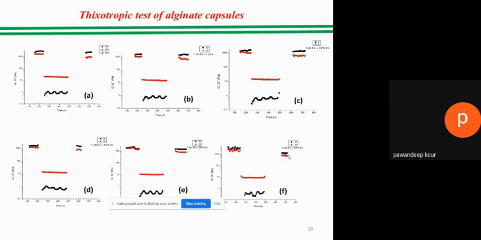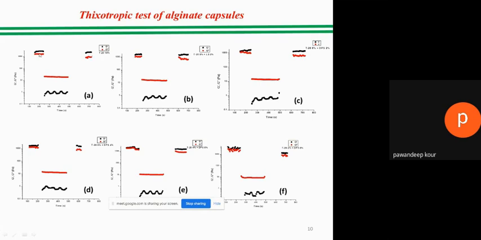Now, how much self-healing tendency these capsules have was tested using the thixotropic test, which is also carried out on a rheometer. It is a plot of G prime and G double prime versus time. What do these plots mean? Here the black lines represent G prime, that is the gel-like character, and the red lines represent the sol-like character, known as loss modulus.